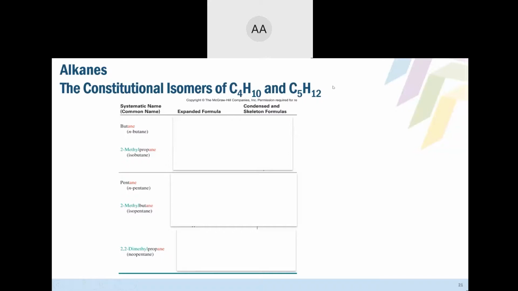Okay, let's see how you did. Let's start with butane. You can see butane, 2-methylpropane, also known as isobutane. We have the expanded formula. Butane is a straight chain, whilst 2-methylpropane has a methyl group attached to carbon number 2 in the straight chain. You can also see the examples there of the condensed and skeleton formulas.